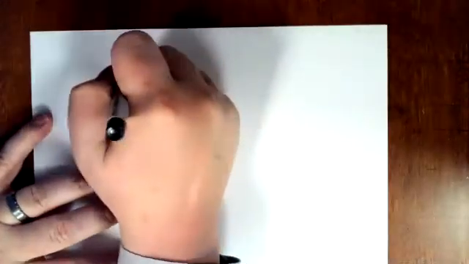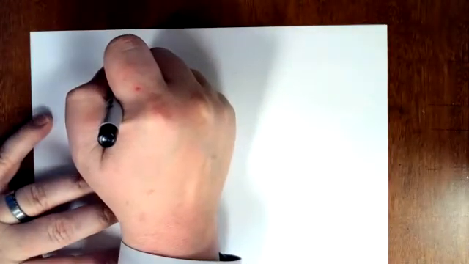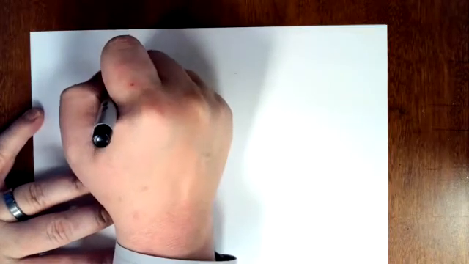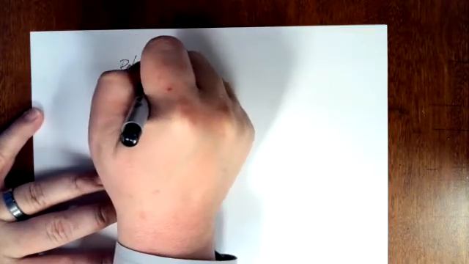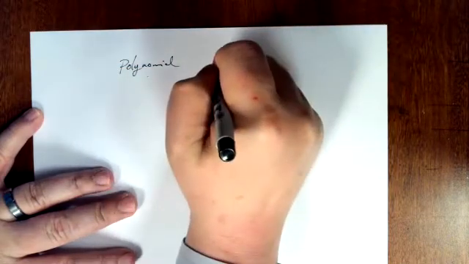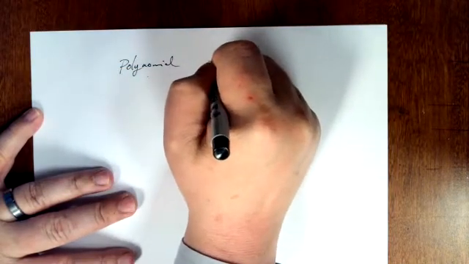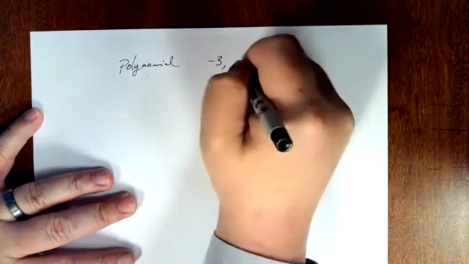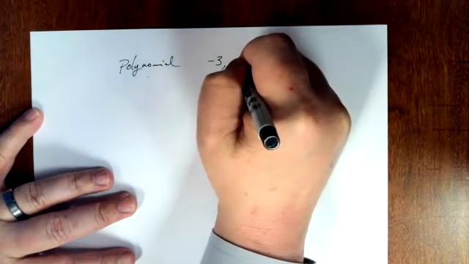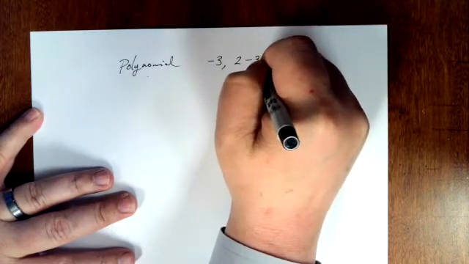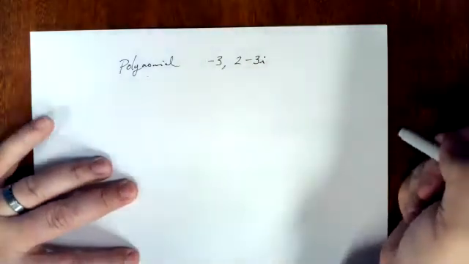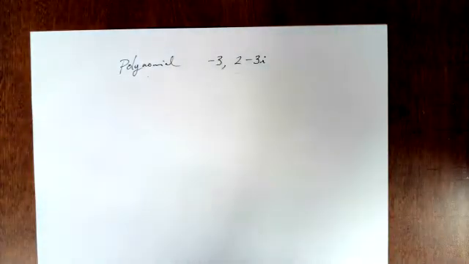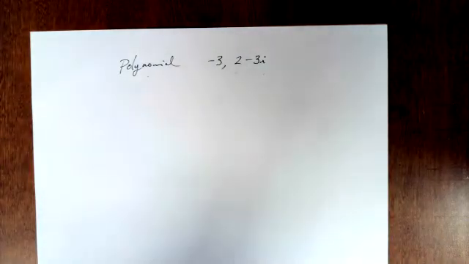All right. This is actually kind of a throwback to Algebra 2. I'm going to consider this the gimme problem. All right. I'm going to tell you that I have a polynomial, and its roots are -3 and 2 minus 3i. Okay. And I'm going to ask you to find the smallest polynomial that will have those roots.